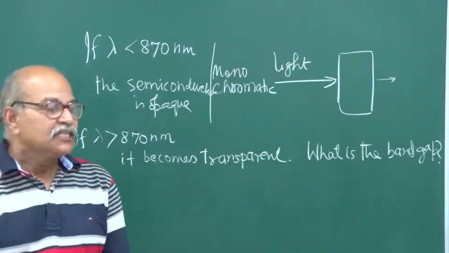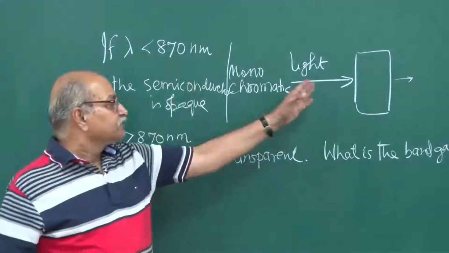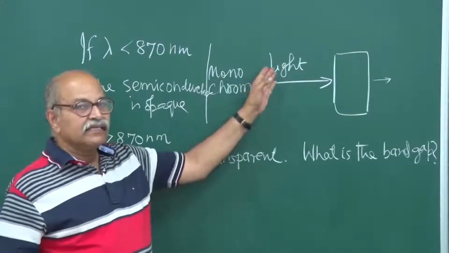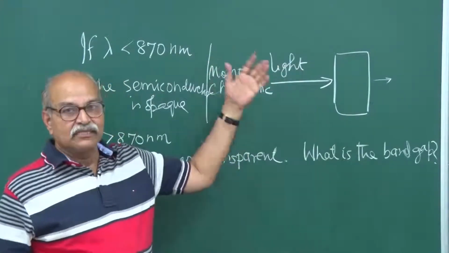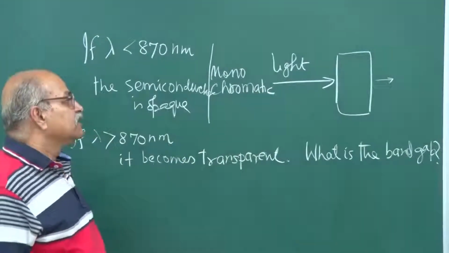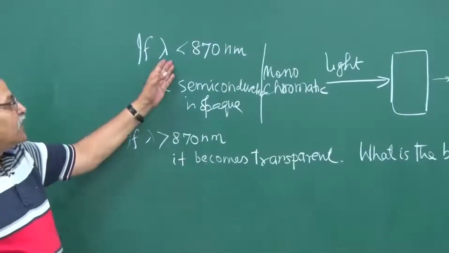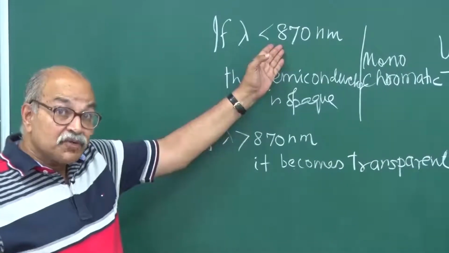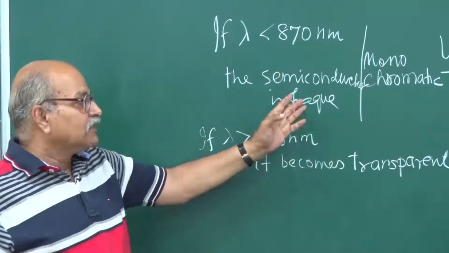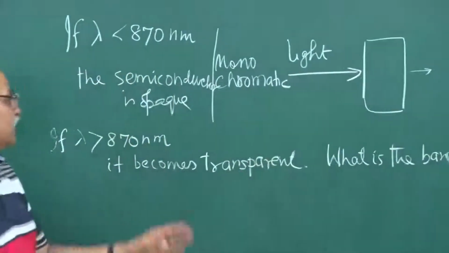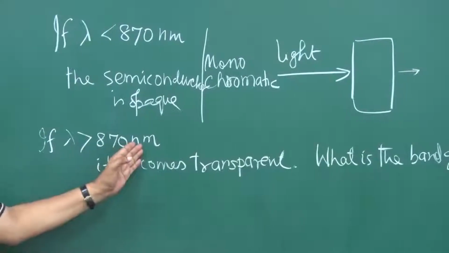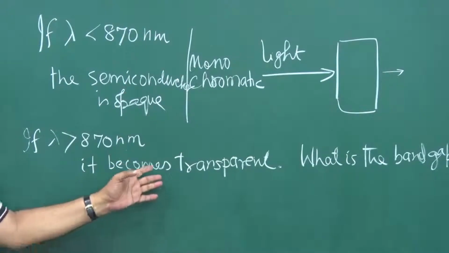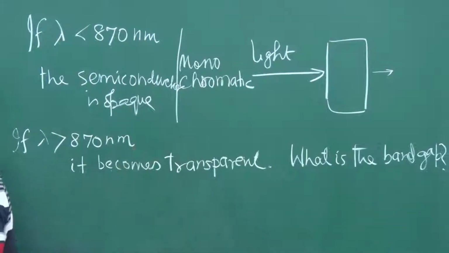So, you have a semiconductor and you allow this light to fall on it. It is a monochromatic light, and you change your light source and work with different wavelengths. And you find that if the wavelength is less than 870 nanometers, then there is a lot of absorption. It is opaque, the light is not coming out. But when lambda is more than 870 nanometers, a lot of light is coming out, the absorption is very small, and it looks as if it is transparent. And then what is the band gap?